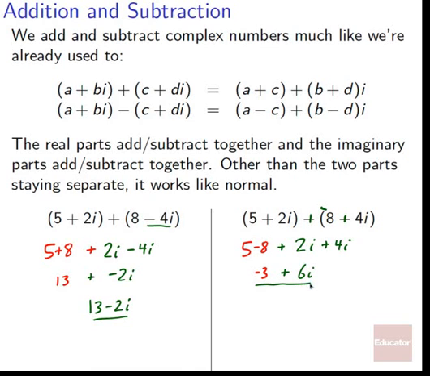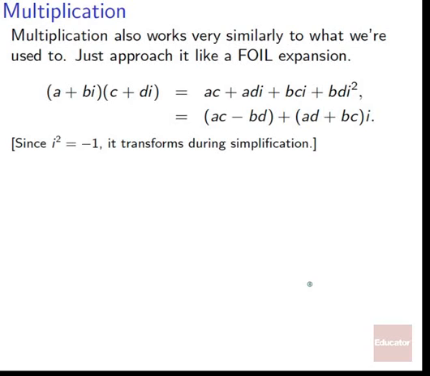Great. All right. Multiplication is going to work very similarly as well. Now notice we've got two things in this factor-looking form, so we do it as a FOIL expansion. We're going to use that same idea of distribution. A will multiply on C and A will multiply on Di, so we get AC and ADi. And then Bi will multiply on C, and Bi will multiply on Di. So Bi on C gets us BCi, and Bi on Di will get us BDi squared.